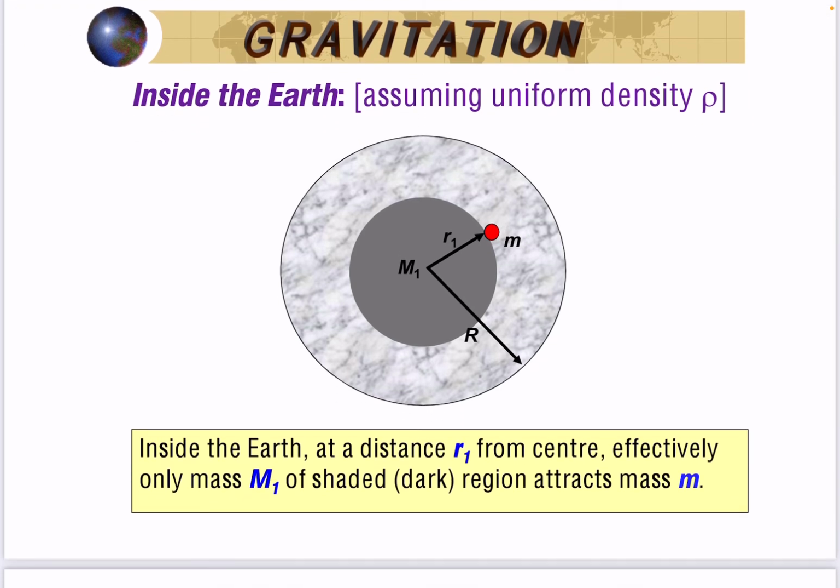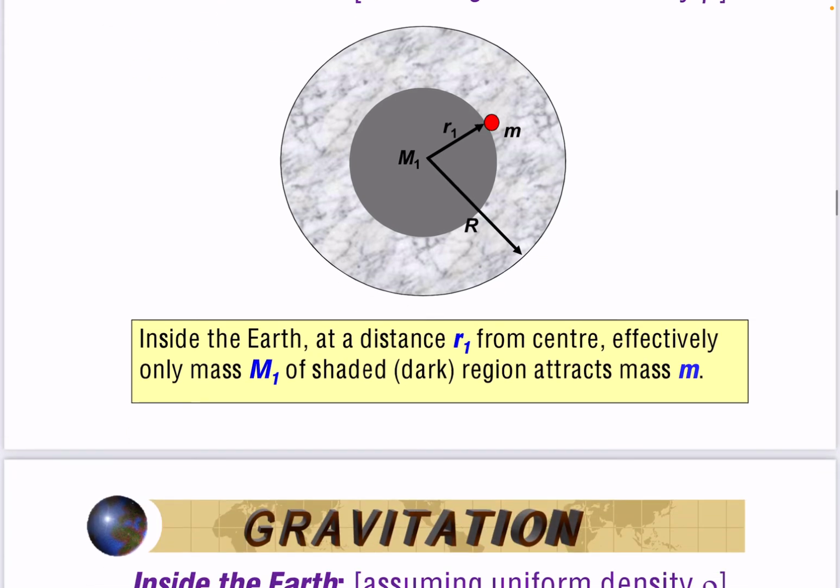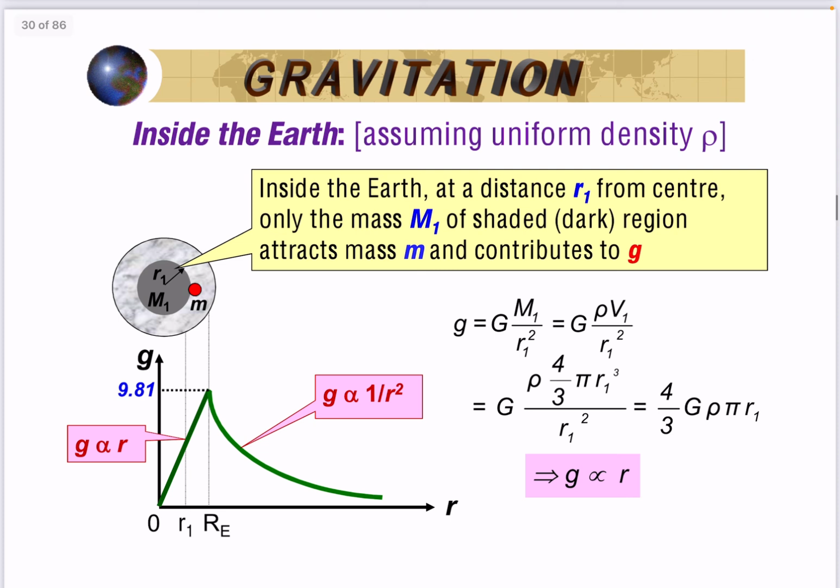Newton has proven that for a point that lies within the Earth, only the mass in the dark shaded region will attract mass m, whereas any mass that is further than r1 will have a net contribution of 0 to the gravitational field strength at r1. So using this result, we can write down the gravitational field strength at a point that is within the Earth.